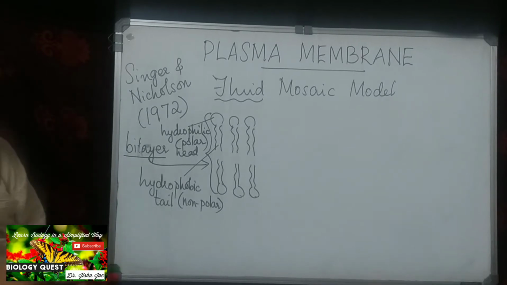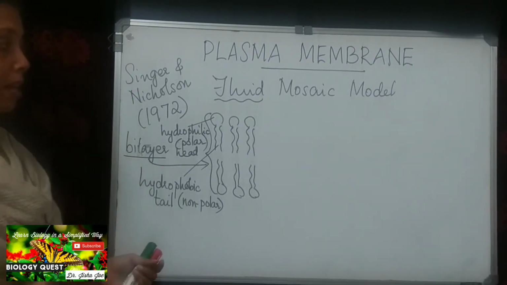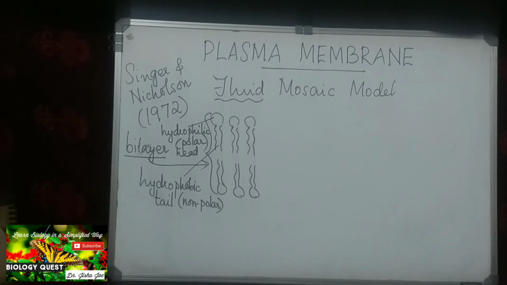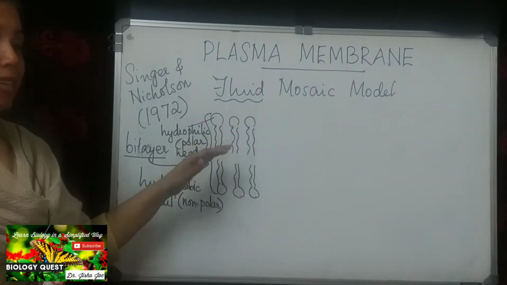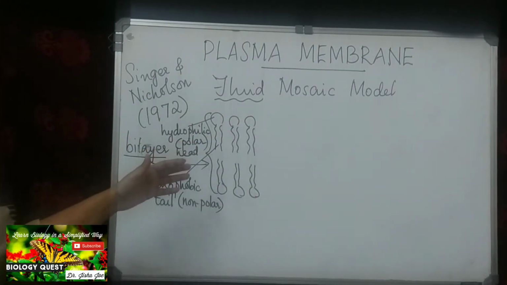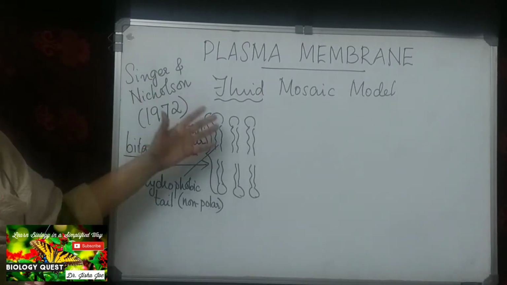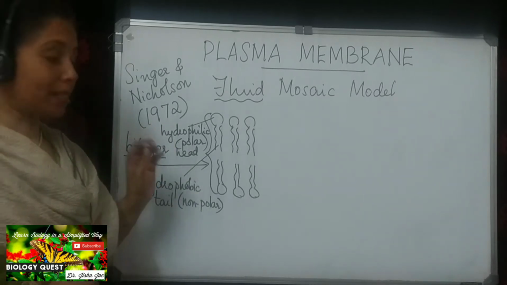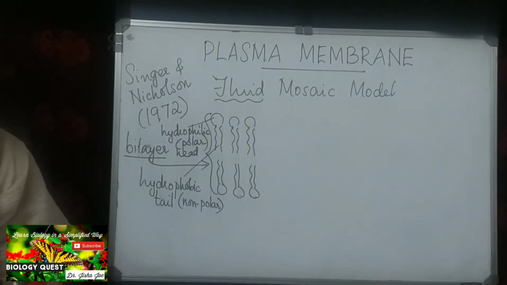According to the fluid mosaic model, the phospholipids form a bilayer with the hydrophilic heads pointing outwards, and the hydrophobic or non-polar tails directed inwards.